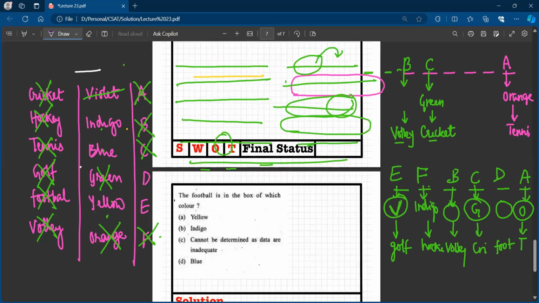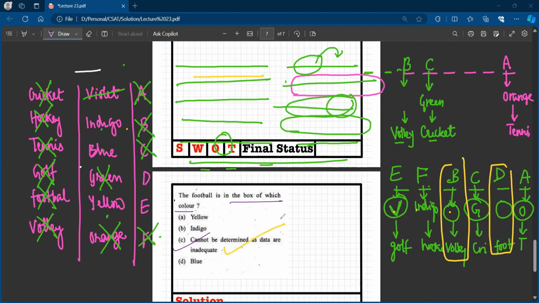Next. The football is in the box of which color? Football is in the box of, cannot be determined as the data are inadequate, because we have no idea about the color of this one, D and B. Don't give the code randomly, like this is V, this is I, so this will be B, this will be Y. Nothing like that, since you don't have any conclusion or any inferences about it, so we cannot conclude. So your answer will be cannot be determined as data are inadequate.